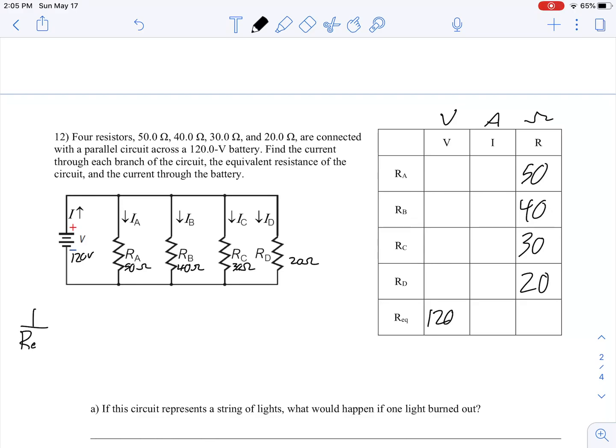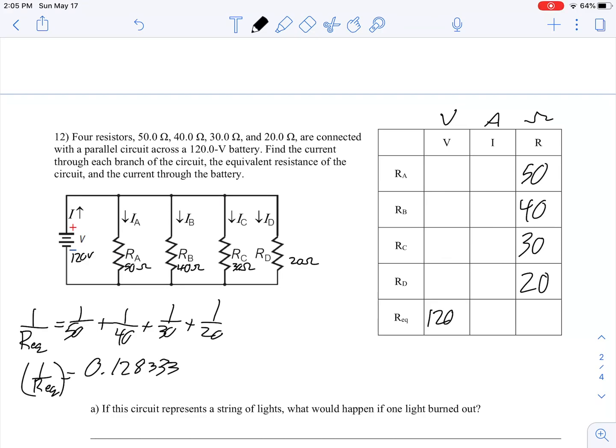How do you get the equivalent resistance? Remember, it's 1 over R equivalent. So 1 over R equivalent equals 1 over 50 plus 1 over 40 plus 1 over 30 plus 1 over 20. Throw that in your calculator. Let's see what we get. That comes out to be 0.1283. I don't think it's repeating; I think it's just 3 threes there. But we're not done yet. You have to invert that.